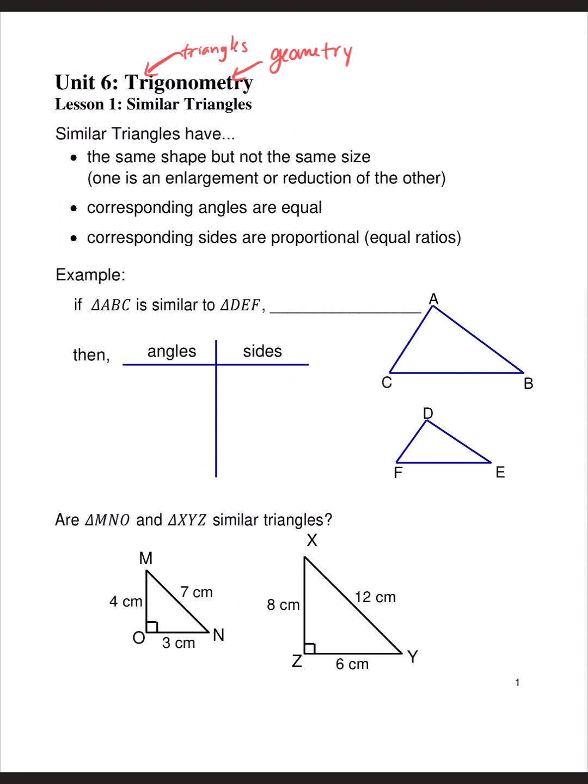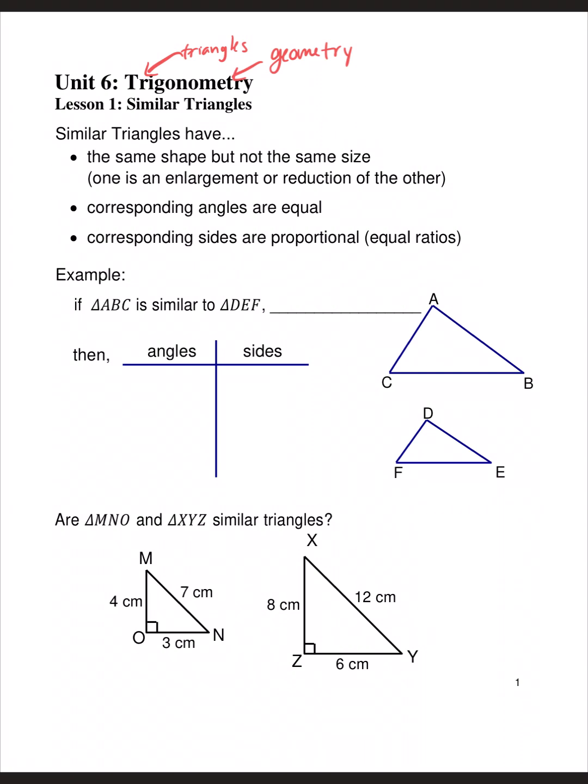We're going to be exploring different types of triangles in this unit. Primarily, we're going to look at right triangles, so a triangle that has a 90-degree angle. And then we will also look at what we call oblique triangles, those are triangles that do not have a right angle basically. So we're going to start today talking about similar triangles.